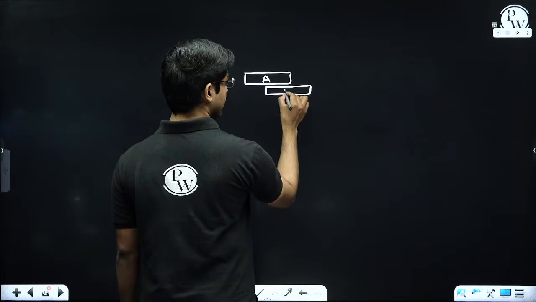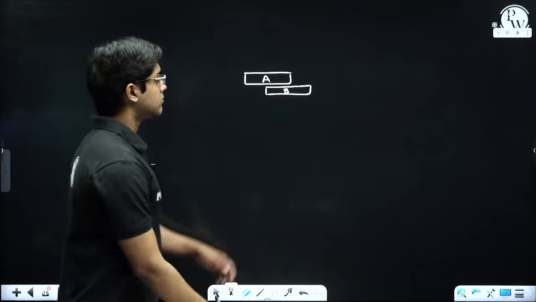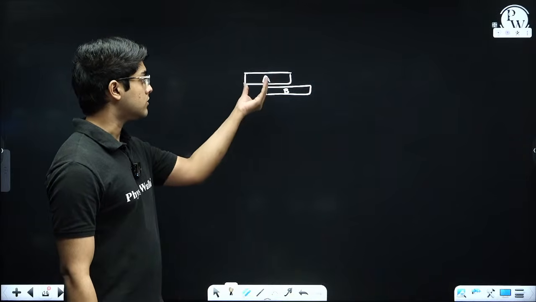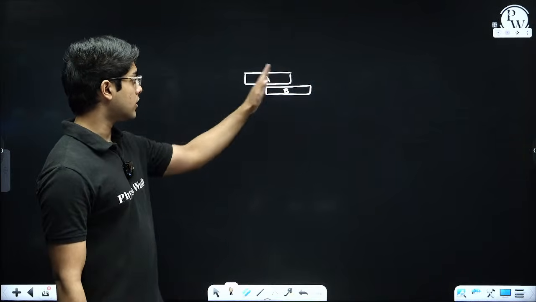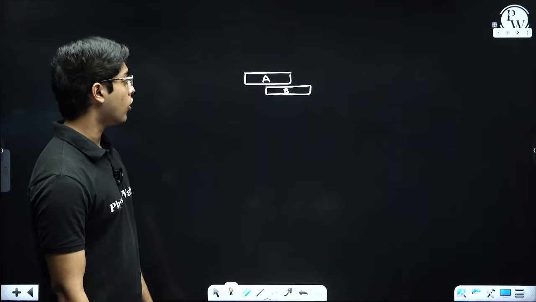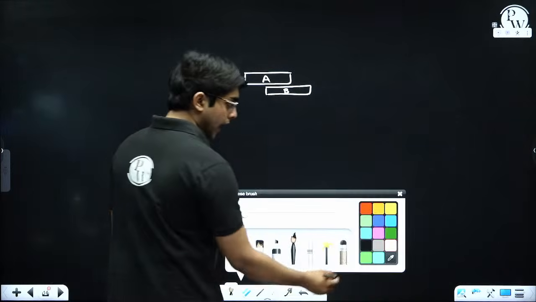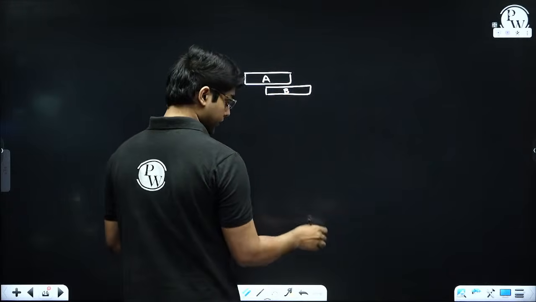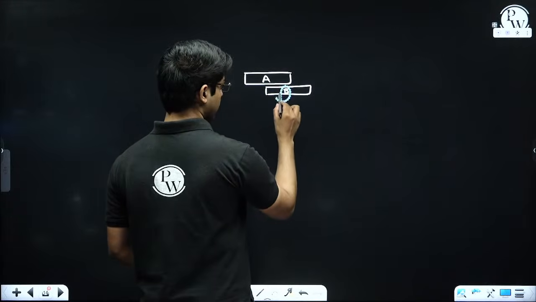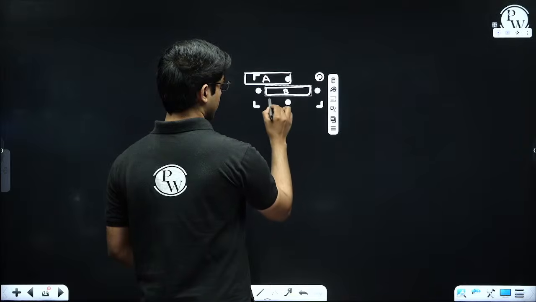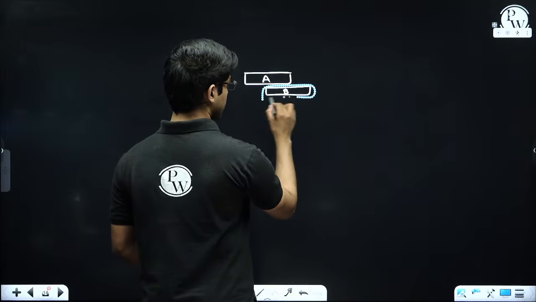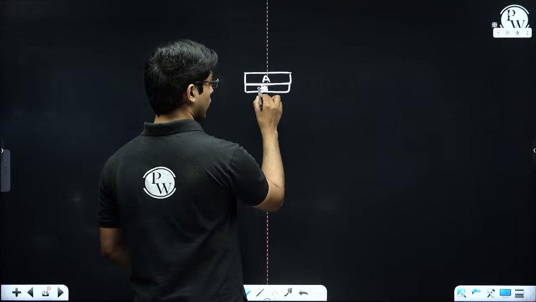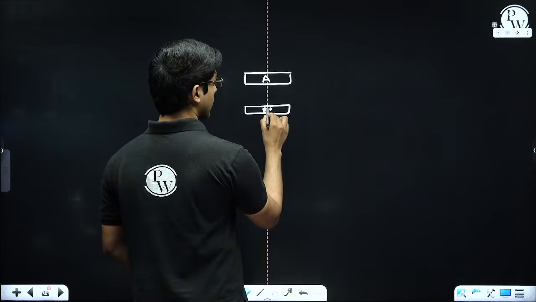and material B, and assume for a second they are not conductors, they are some insulators. Insulators means they don't allow flow of charge through them. And we pick up these two objects and rub these objects together. We pick up B and basically rub it on A.